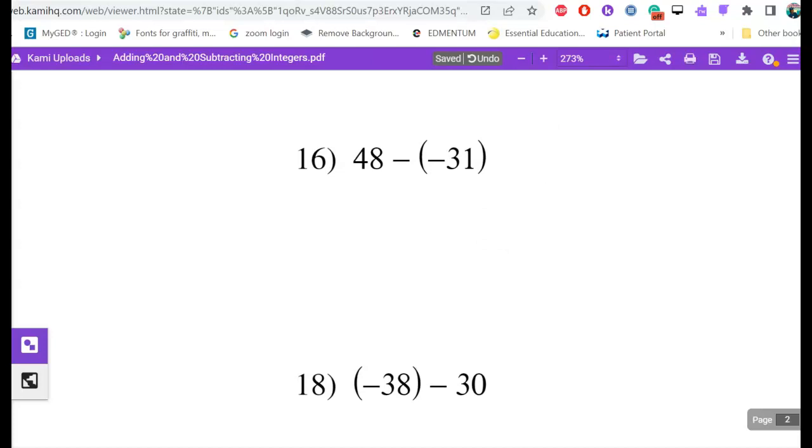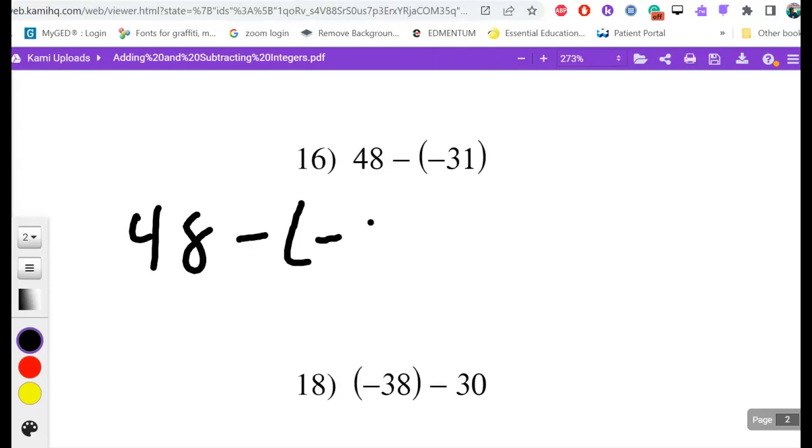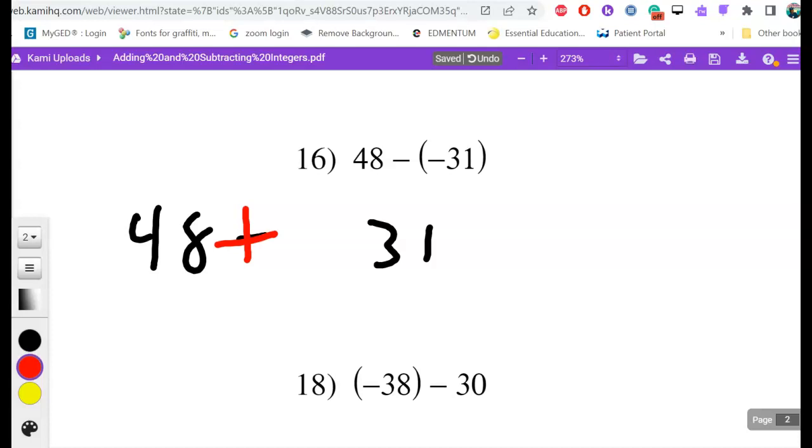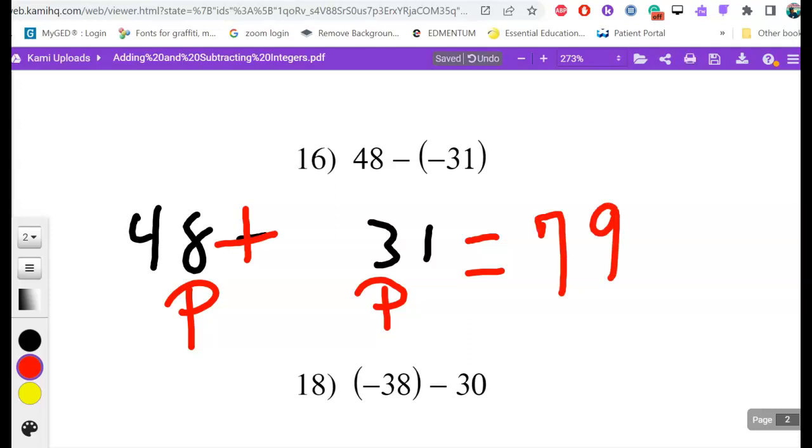All right, looking at number 16. 48 minus negative 31. Here it is. Okay, step 1, change it to addition. Step 2, change the sign of the second number. That's a negative 31, so I will now make it positive 31. Step 3, follow your addition rules. I have a positive plus a positive. Regular old addition problem. So my positive plus a positive, 48 plus 31, that's going to give me a positive 79.